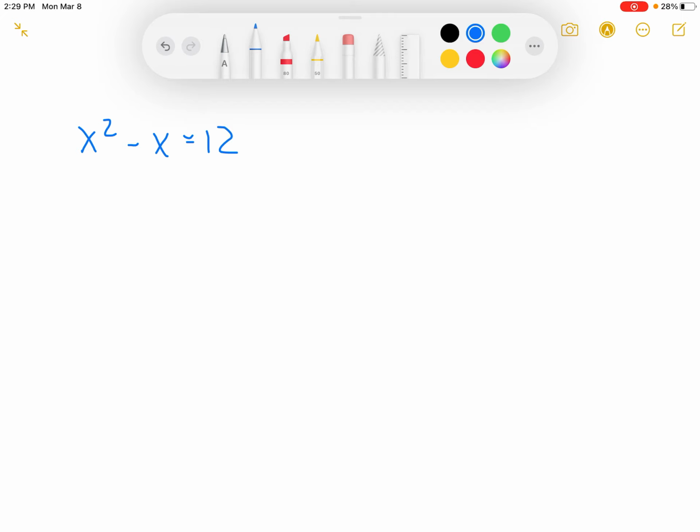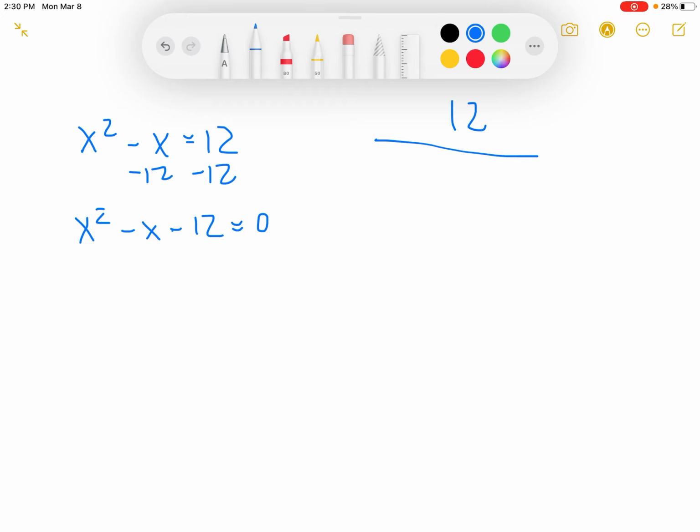quadratic? Well, first we need it to be 0 on one side of the equation, so we can subtract 12 on both sides, and we have x squared minus x minus 12 equals 0. Now we have to factor, just kind of ignore the equals 0 and factor. And in this case, we would use the product sum factoring one. In this case, remember, we find the things that can multiply to equal 12.